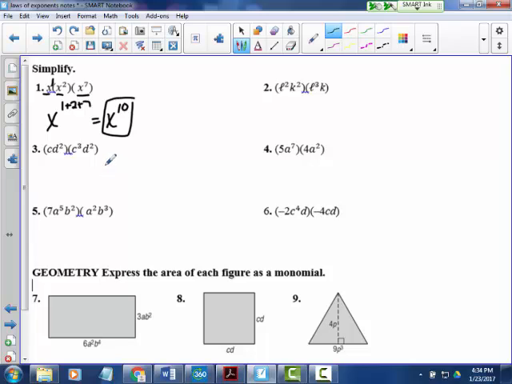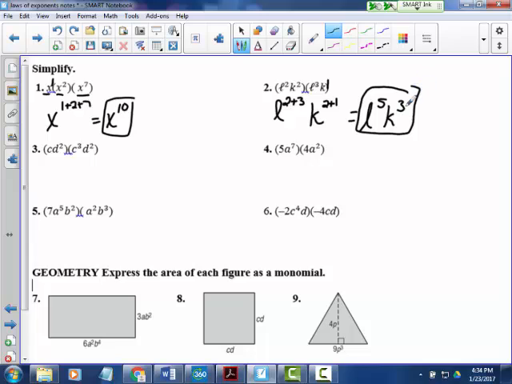Okay, let's look at another one. This one's a little interesting because it has different letters, right? It has L and K, so we have 2 different bases. We have L as a base, and the exponents are 2 and 3. And then we have K, our other base, with the exponents of 2 and 1. So my final answer would be L to the 5th, K to the 3rd.